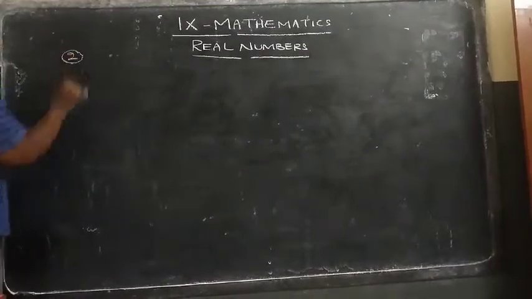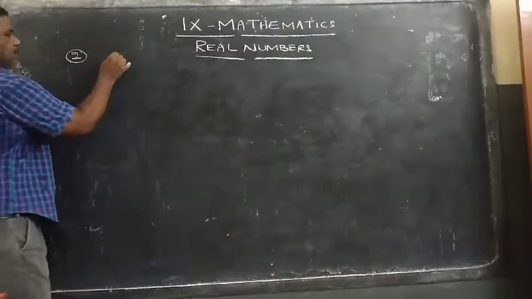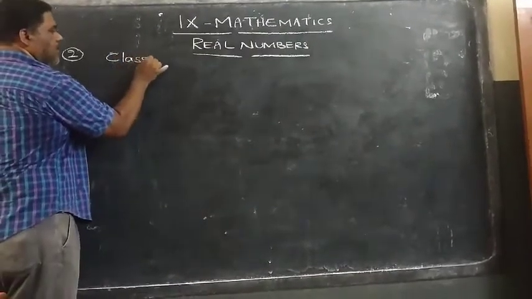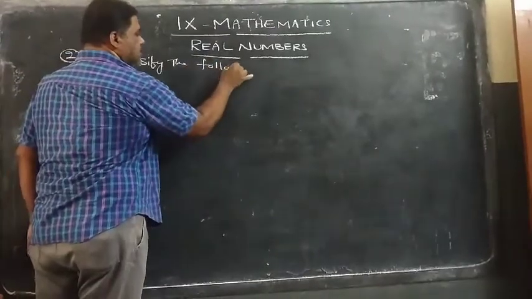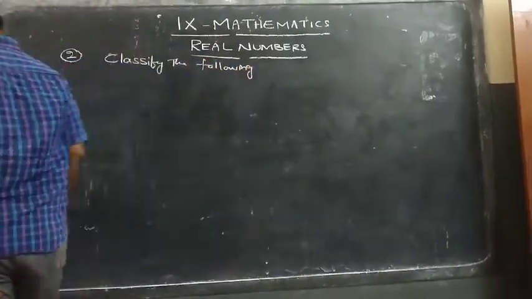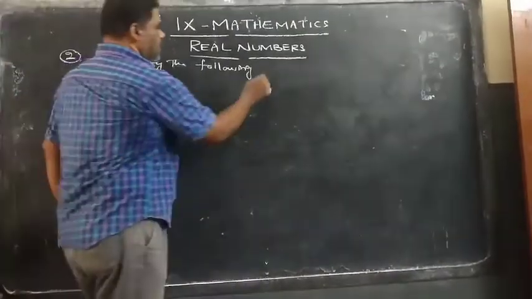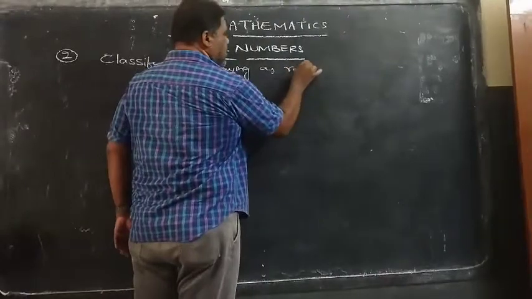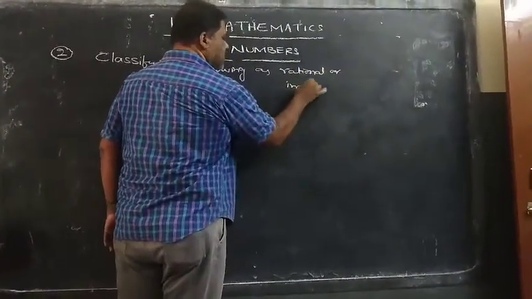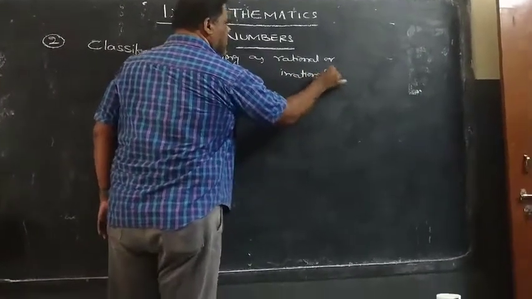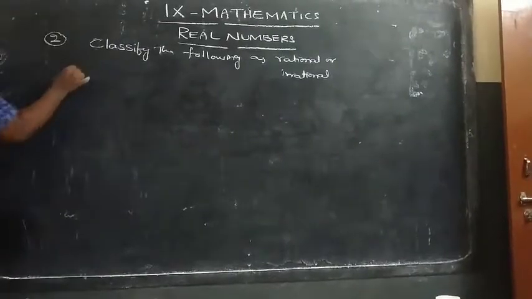Now question number 2. Classify the following numbers as rational or irrational.